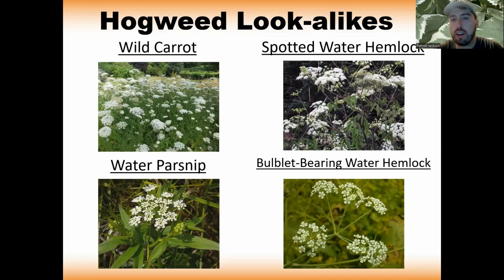Spotted water hemlock and bulblet-bearing water hemlock are typically found in wetlands. They're not typically known to be phototoxic. However, they are extremely toxic if ingested. So again, they have that white flower. You might hear residents calling about them. As long as you're not ingesting them, it's usually not a huge concern. But if there's an area where there's going to be young children, those would be species that you would consider managing. And water parsnip, again, is one that looks similar to the previous two, and it occurs in wet areas.